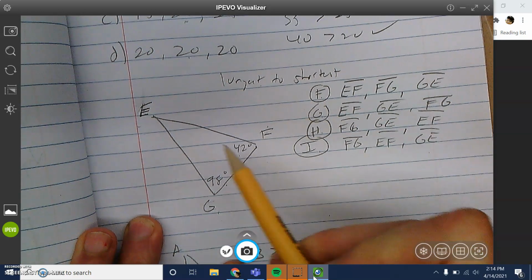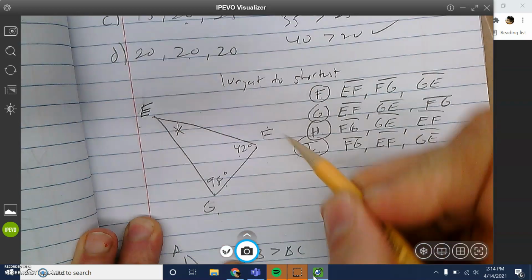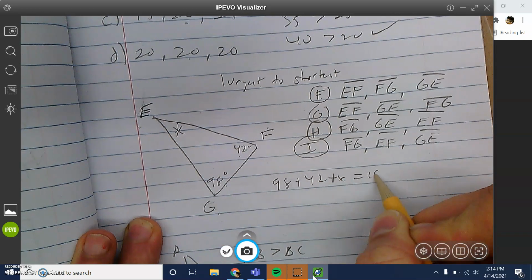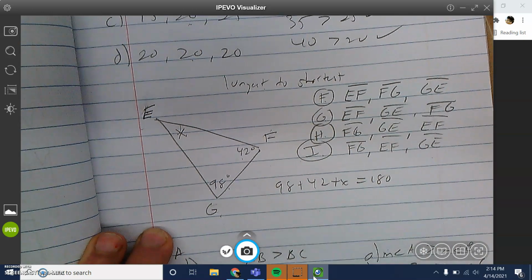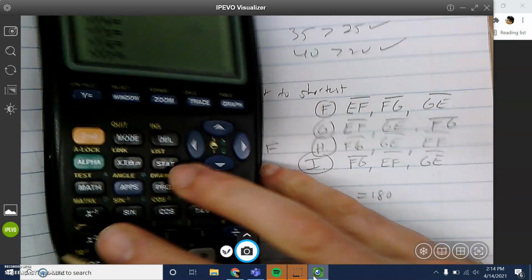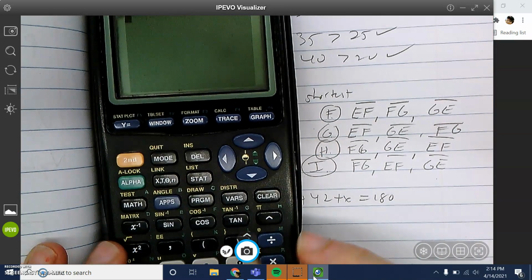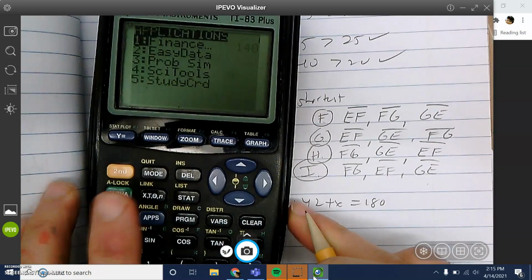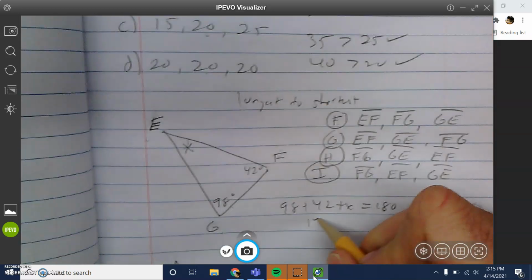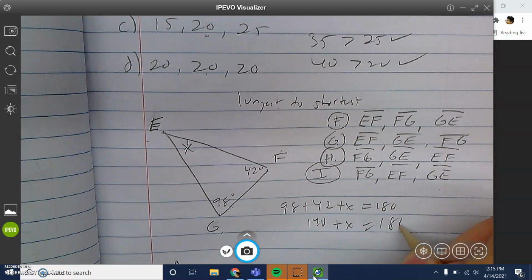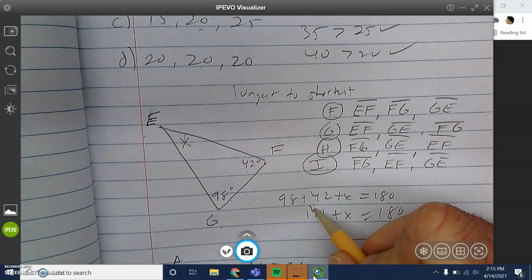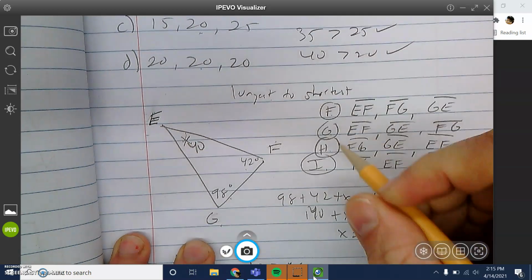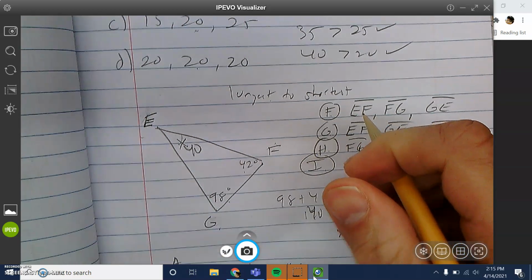Well, first things first, you need to know what this angle is. Well, you know that all angles in a triangle add up to 180. So 98 plus 42 is 140. So 140 plus x is 180. 140 plus x, what's x? Yeah, that's just 40. So this is 40 degrees.